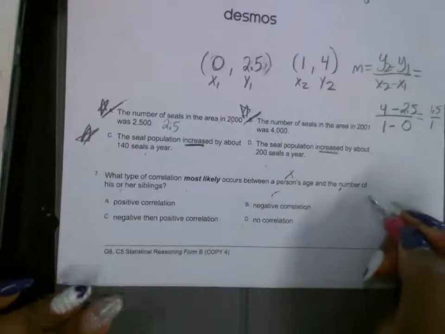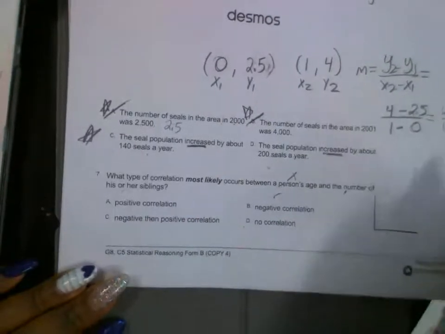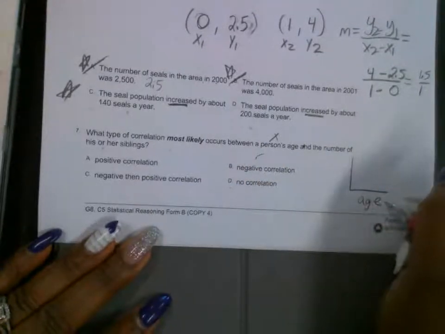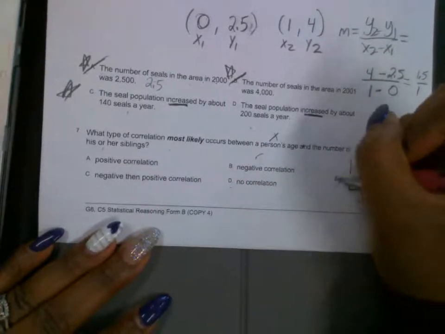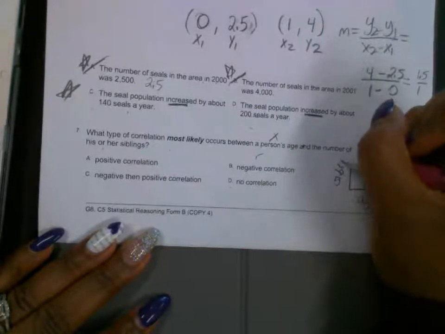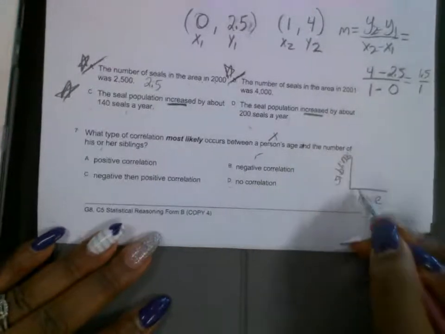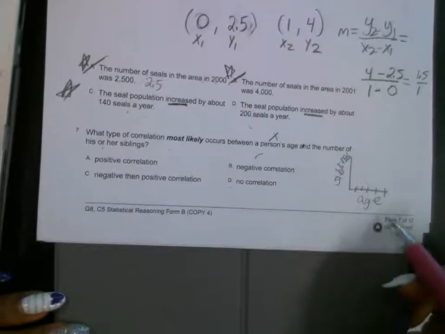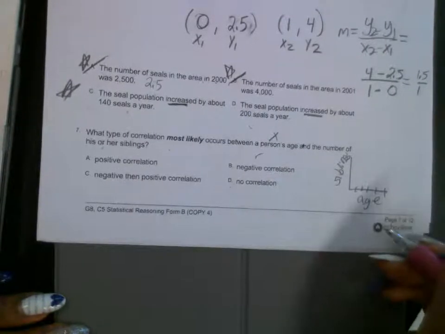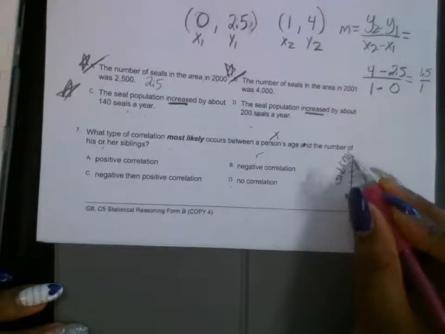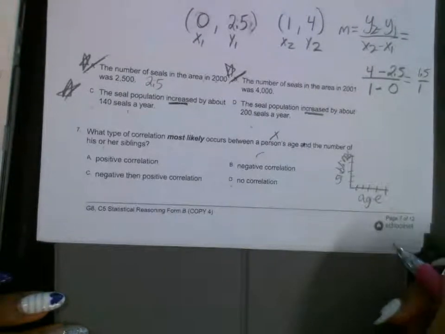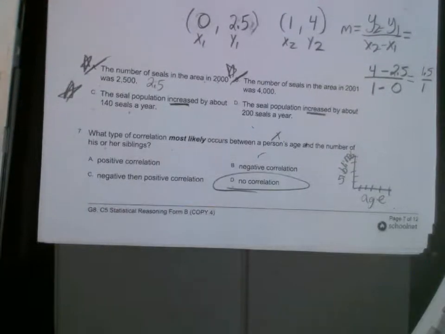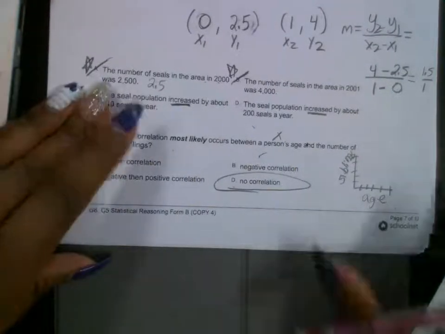What type of correlation mostly occurs between a person's age, so that's X, and the number of siblings? So this is what it looks like. You got age here, and you got siblings here. So as age increases, does your age have anything to do with the number of siblings you have? Yes or no? No. So this is a no correlation. They don't have anything to do with each other. So that's a no correlation.